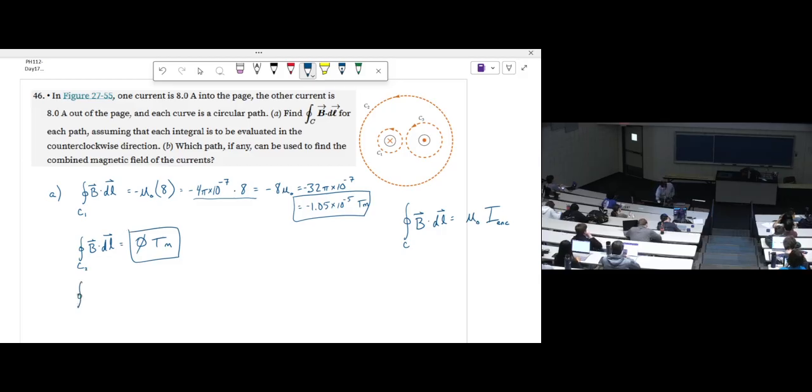And then around loop 3, C3 of B dot dl, well, I've got the same magnitude current, but now it's coming out of the page, and if I do the contour integral, it's going in the same direction as the magnetic field. So in this case, you get plus 1.05 times 10 to the minus 5 Tesla meters for the contour integral.